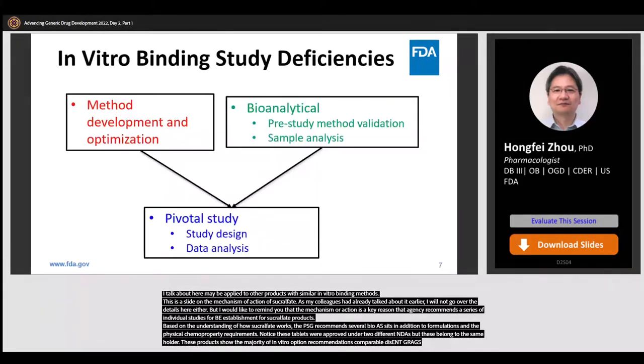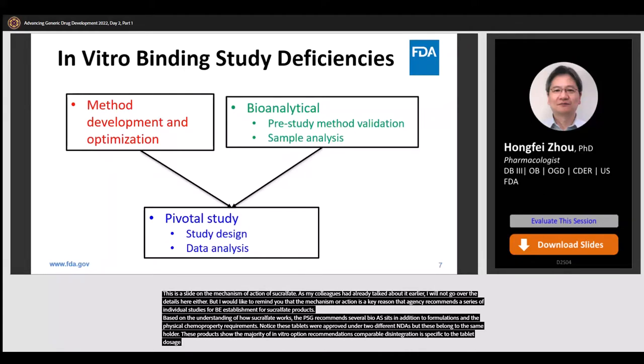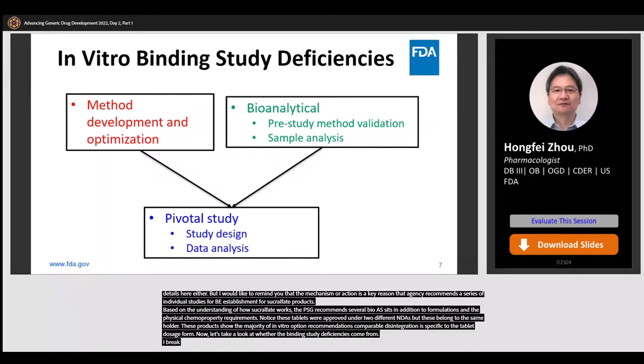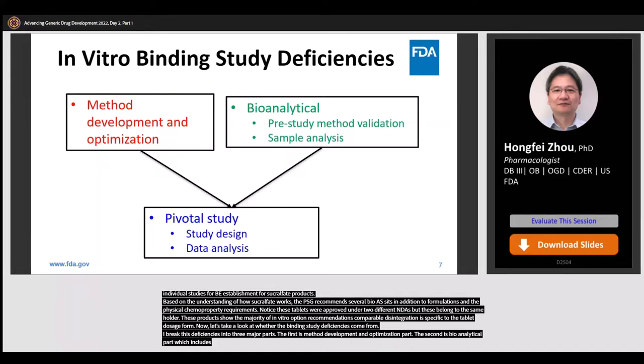Now let's take a look at where the in vitro binding study deficiencies come from. I break these deficiencies into three major parts. The first is the method development and optimization part. The second is the bioanalytical part, which includes pre-study and in-study analysis. And the third is the pivotal study part. The pivotal study may have inherited deficiencies from method development and bioanalytical, in addition to its own issues like study results analysis.